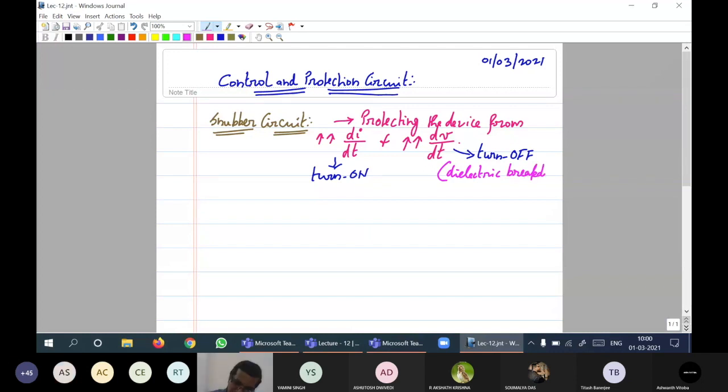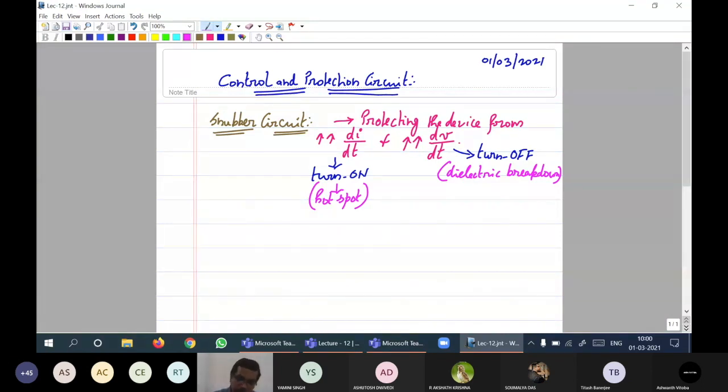Whereas excess di by dt will result in a hotspot, which will lead to a thermal runaway problem. Thereby the device is going to fail. Don't tell bluntly that in both cases devices fail. You tell what is the sequence, what is the process that is happening due to excess dv by dt and excess di by dt. That is more important.